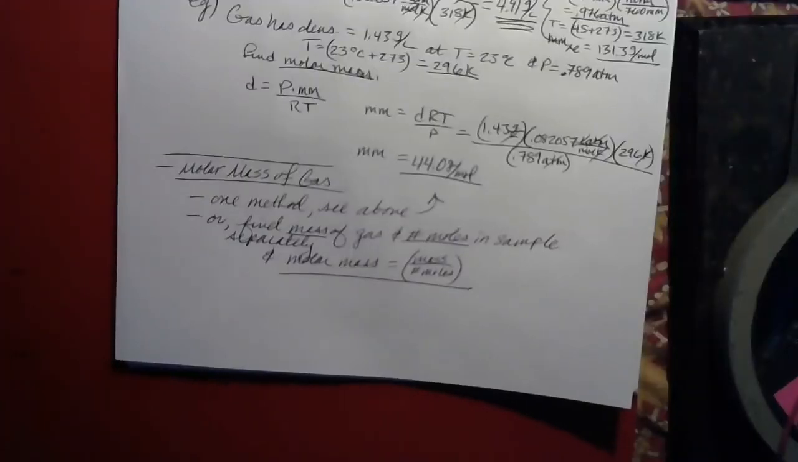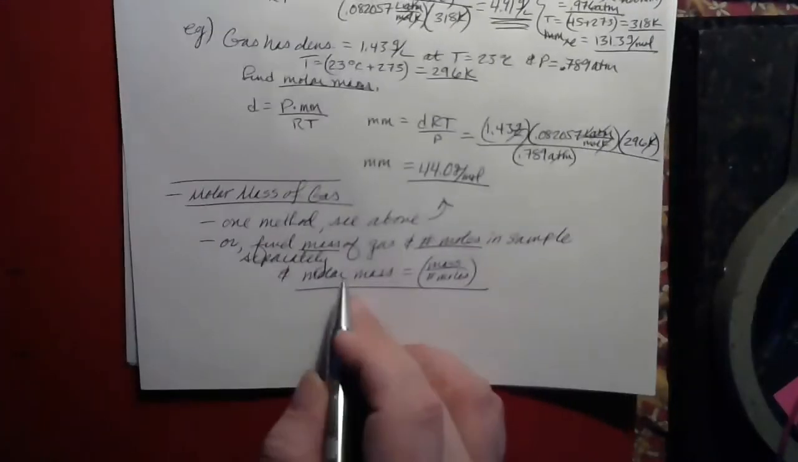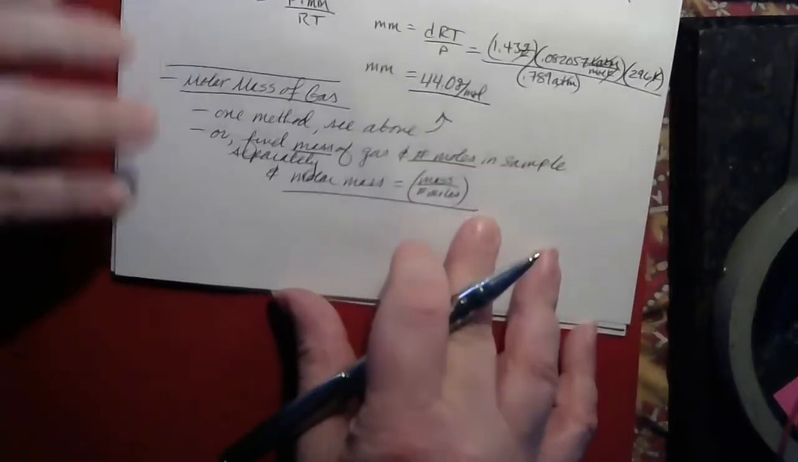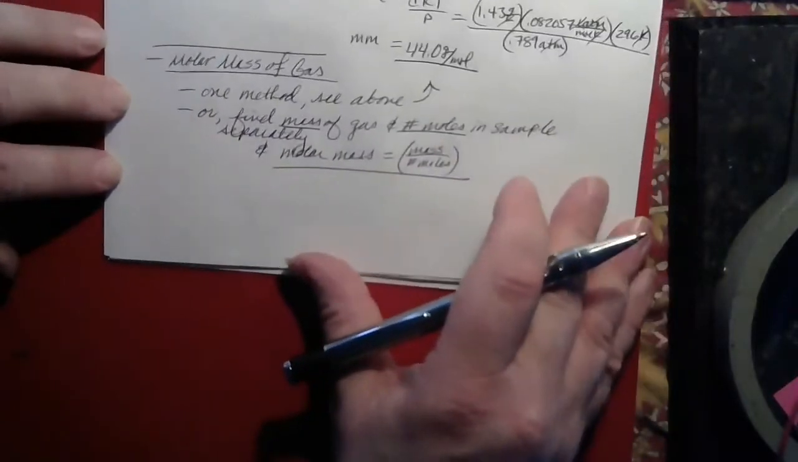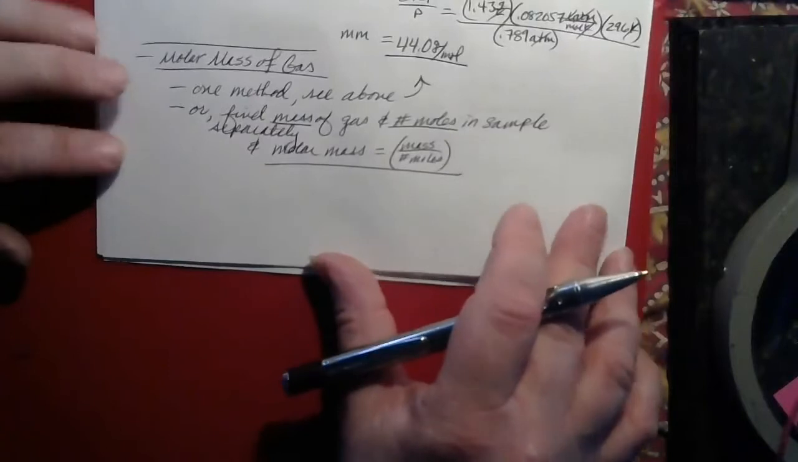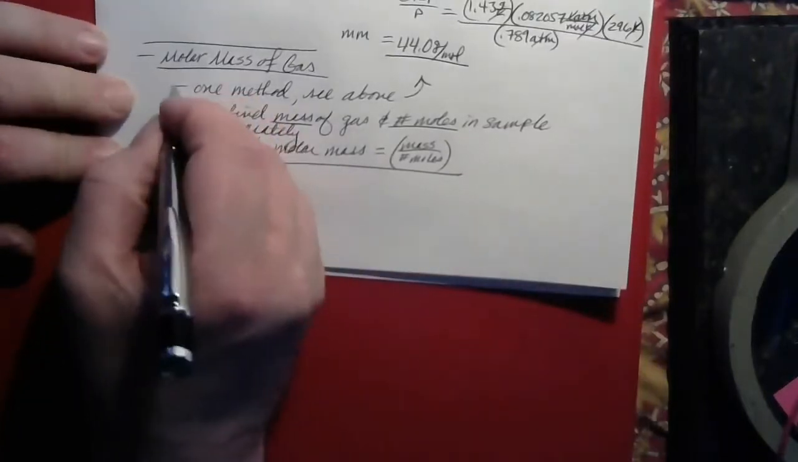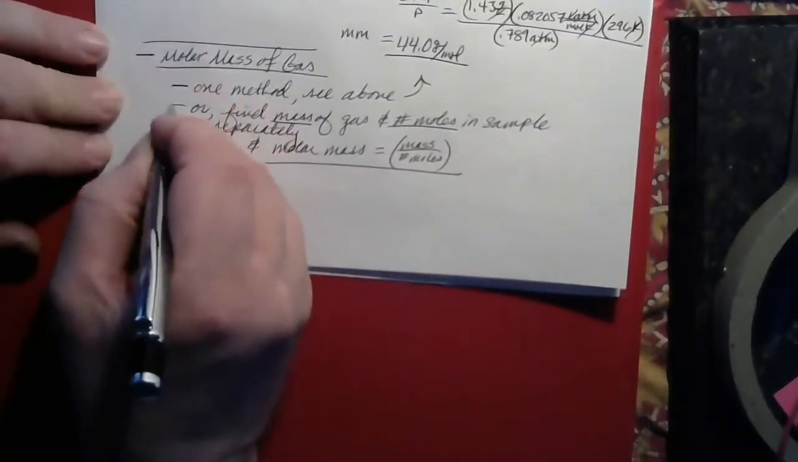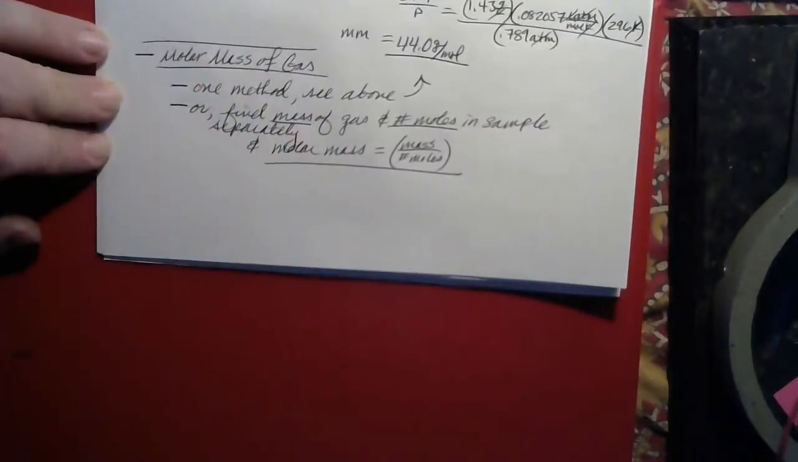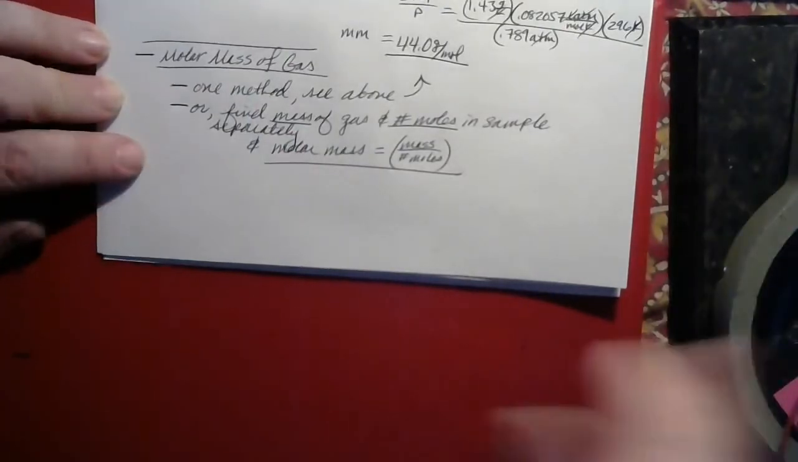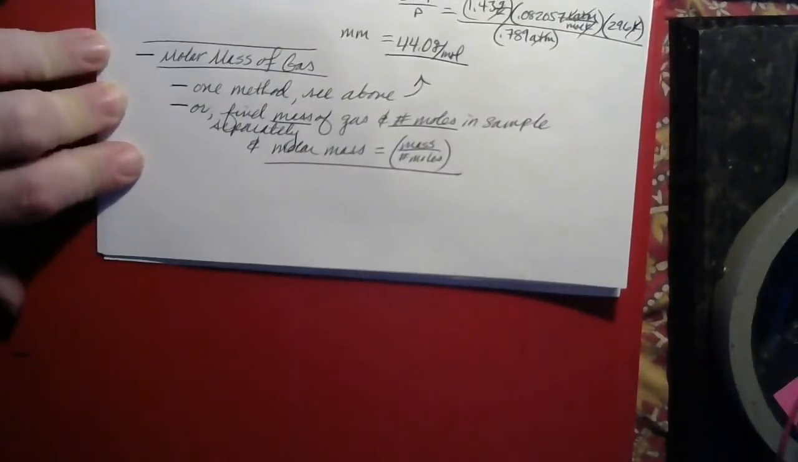Okay, starting for this lecture, one other thing that you can do with the ideal gas law is find the molar mass of a gas. There are a couple different ways of finding the molar mass of a gas, because when you think about it, a molar mass of a gas is just the mass of a sample of gas divided by the number of moles of gas in that sample. And any way that you can find those two numbers, you can then take those two numbers and divide them by each other, and you have the molar mass.